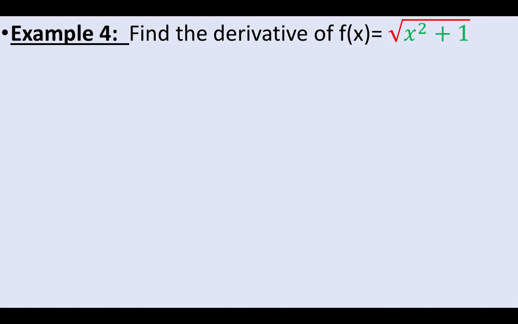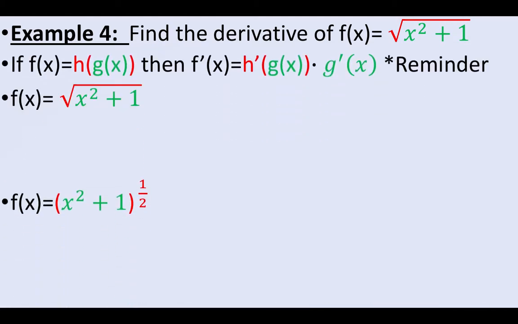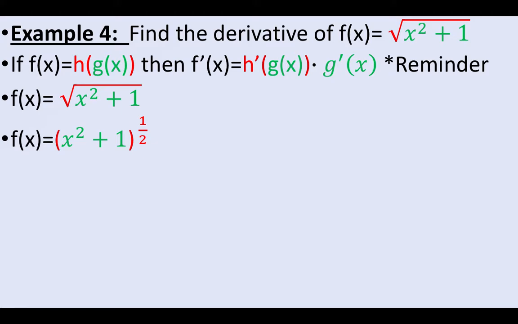This is actually going to be a chain rule problem. My inner function is going to be x squared plus 1. My outer function, that square root part, let's see what it is. Boom. The outer function is x to the 1/2 power. So rewrite that small. I know it looks big, but that's the best I could do here with exponents. So my inner function is x squared plus 1, and my outer function is going to be x to the 1/2. Let's go ahead and start taking the derivative.